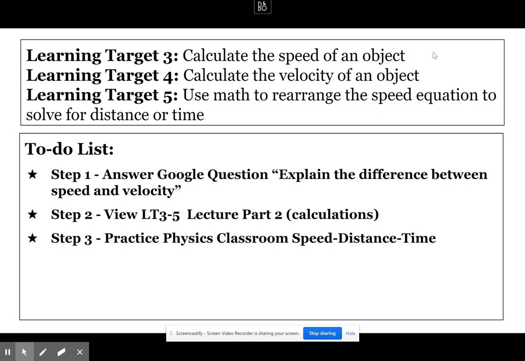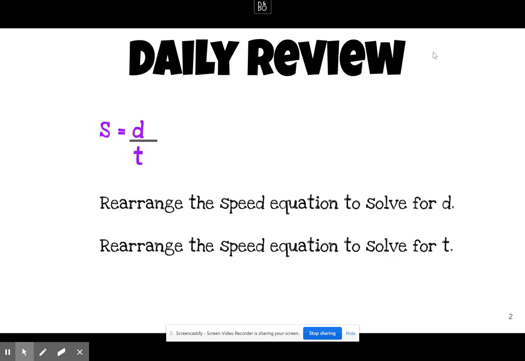And then step 3 is to follow the directions on Physics Classroom to do speed, distance, and time. So make sure you read the directions because it's going to tell you what to click on and how to do that assignment. All right, so let's get going on our daily review problem for today. I want you to rearrange the speed equation to solve for distance, and then also rearrange the speed equation to solve for time.